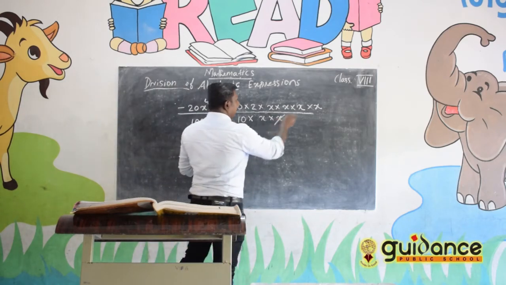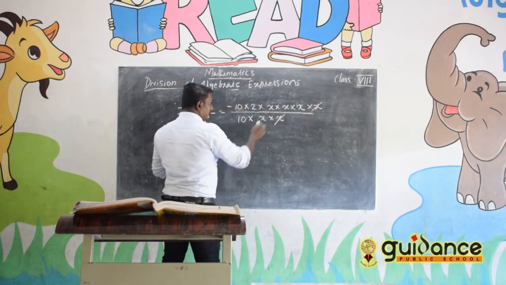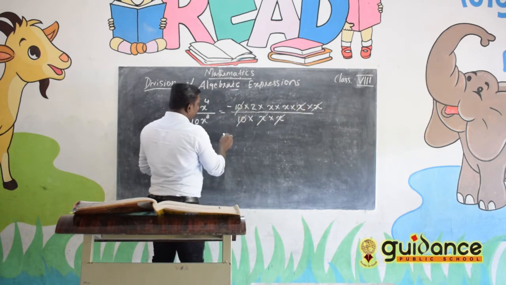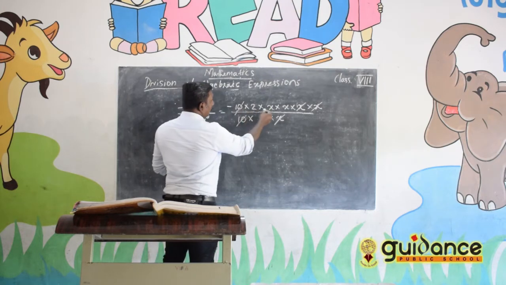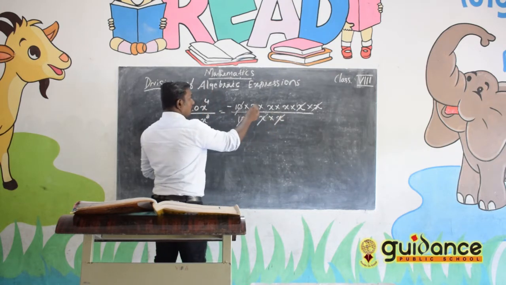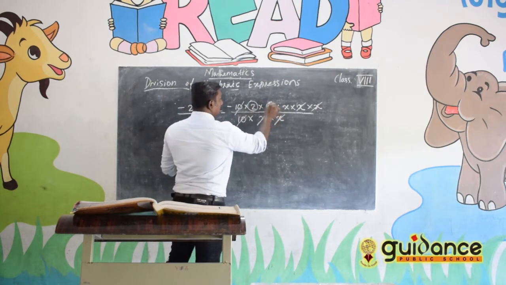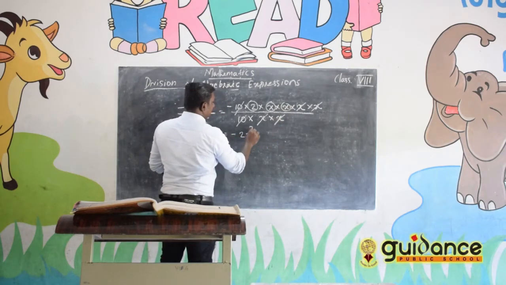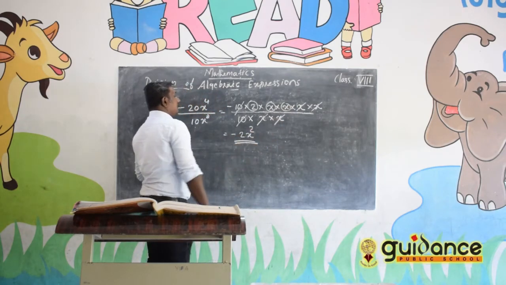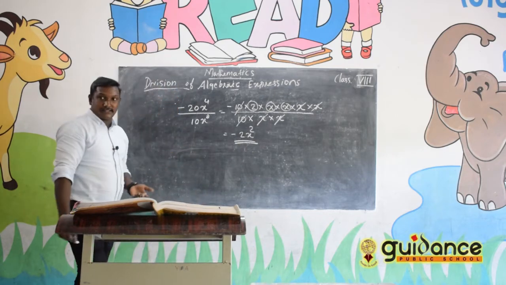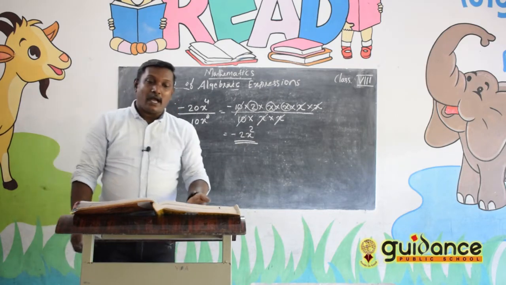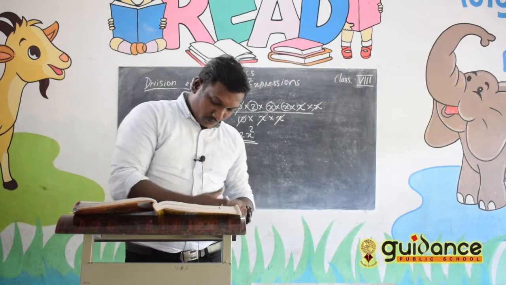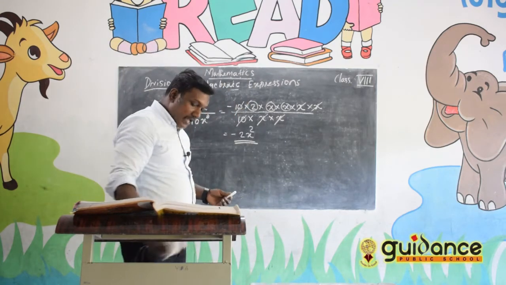So it is multiplication, so we can cancel these things. This x and this x, and 10 and 10 we can cancel. After that, what remains is minus 2 into x into x. So the answer is minus 2x square. Do you understand how to solve the number problems? Now the algebraic expressions. So another example.